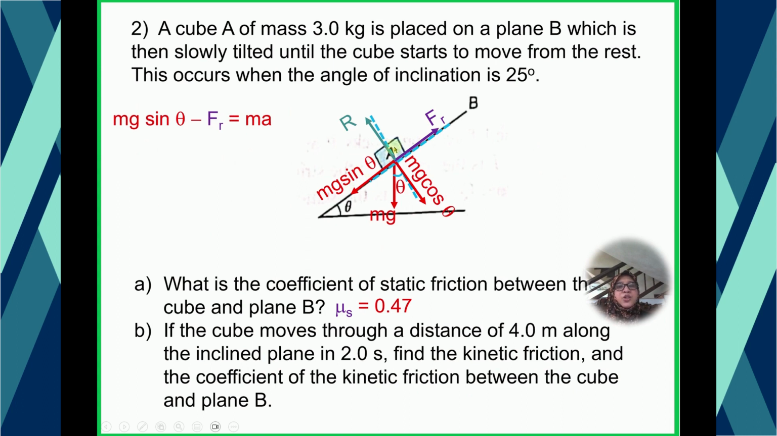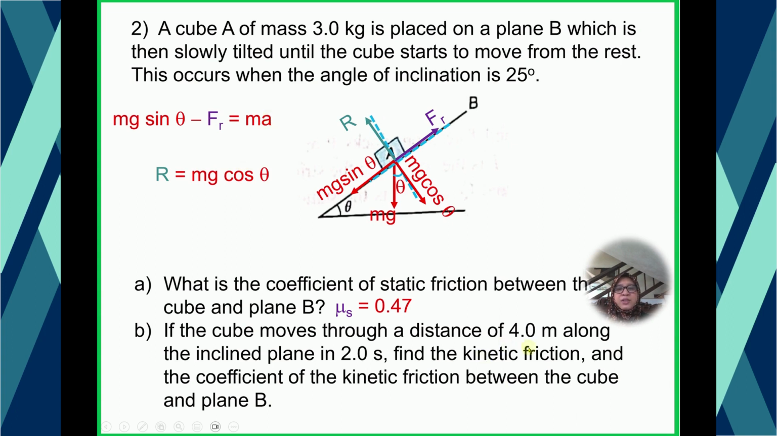the cube is in motion now, so we use Newton's law, F equals ma. F is the resultant force, so the object now accelerates downward. So mg sin theta minus Fr, because it moves downward, so mg sin theta is positive, minus Fr because it is in the opposite direction. This is the first equation. Second equation, R is still equal to mg cos theta.